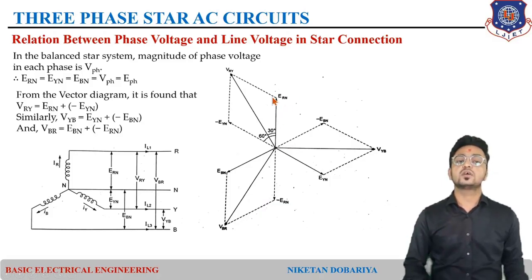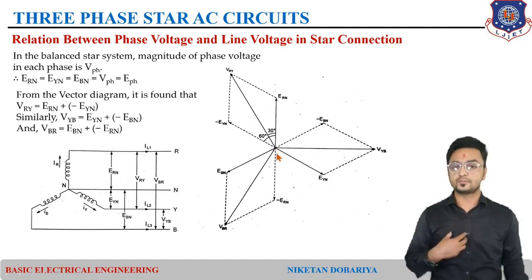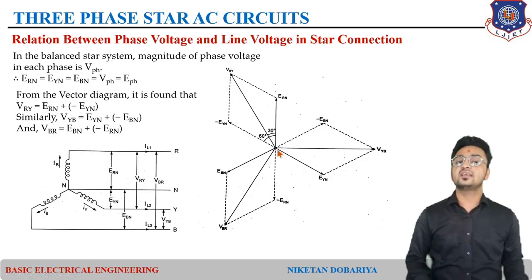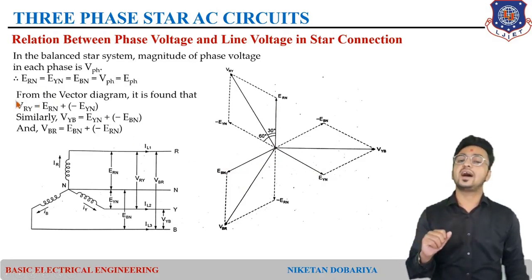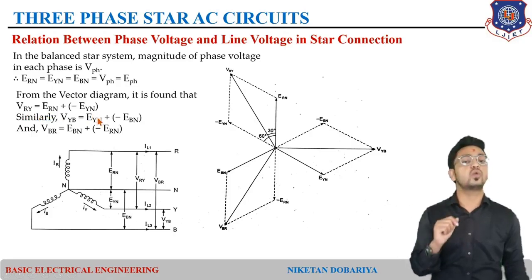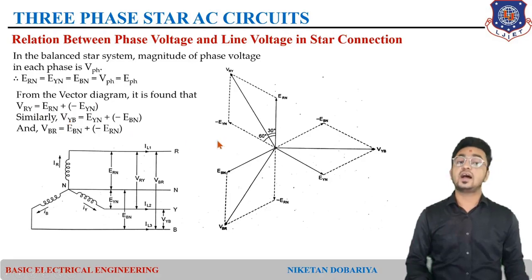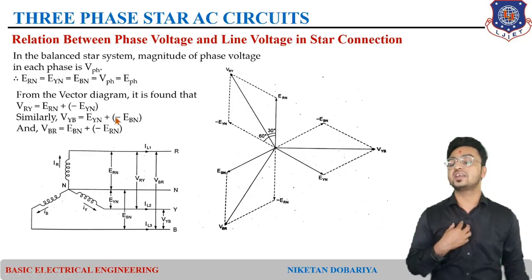Here we have the first phase voltage. Let's start with ERN, which we have plotted in this direction and considered as the reference. With reference to ERN, EYN is at 120 degrees, and with reference to that, EBN is again at 120 degrees. So initially these first three vectors are plotted. Now let's find VRY. The equation is ERN minus the EYN component. So ERN is over here, but we need to find the minus EYN component.